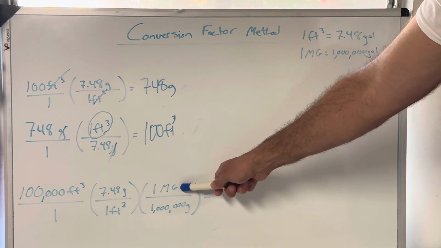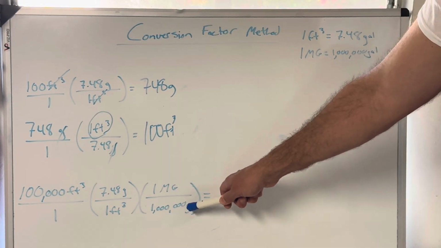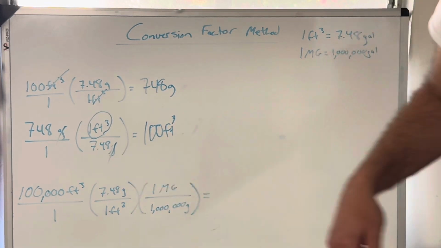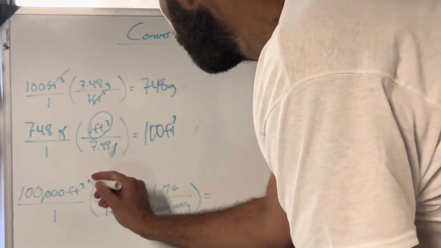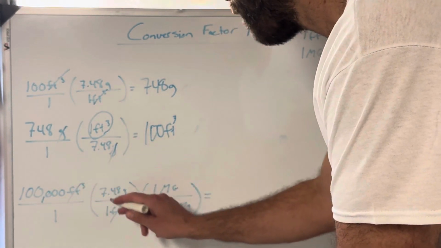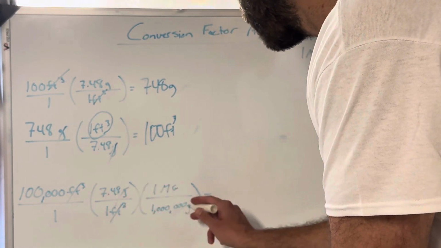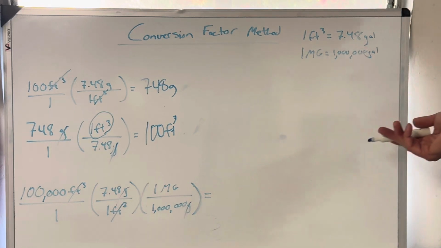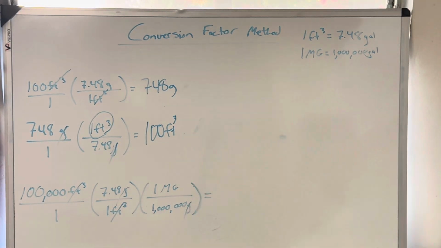Why did I put MG on the top? That's the one I want to keep. And gallons is what I'm trying to get rid of. I have gallons right there. So first thing I'm going to do, I'm going to cross out anything that matches on the numerator and denominator, top and bottom: gallons, gallons. And what does that leave me with? MG, right? So 100,000, put it in your calculator.